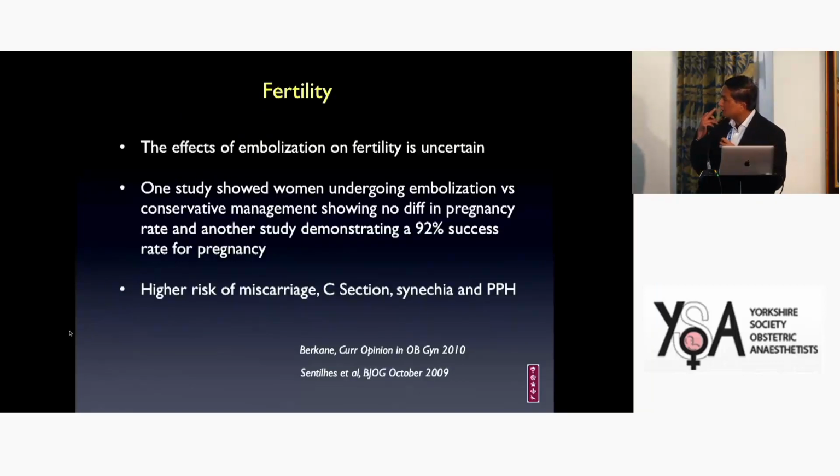Fertility, there have been some studies, because the question that's asked is, if you put this gel foam slurry into the uterus and just bung up all the arteries, what happens to fertility? So far, all the anecdotal studies have shown that there isn't a huge risk, fertility is spared, but there's a higher risk of miscarriage and C-section requirement with synechial formation in situations where we've embolized significantly.